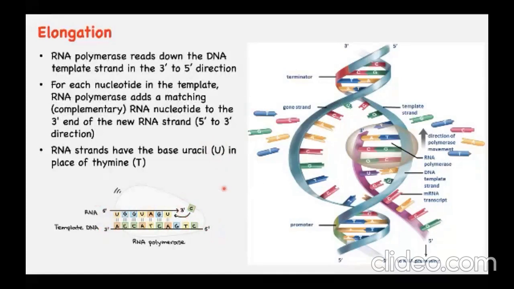But because this is not replication, you don't need the Okazaki fragments. It doesn't become like Okazaki fragments. This is RNA. Okay, because it has triplets, it synthesizes 3, 3, 3, in triplets. Okay, so this is elongation.